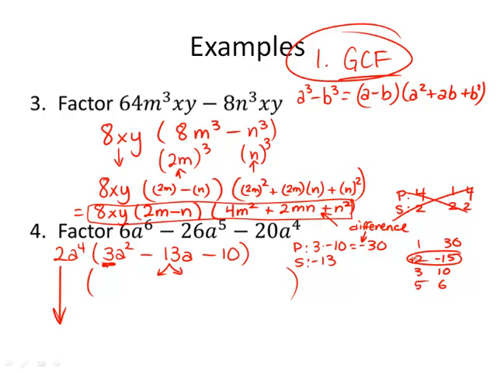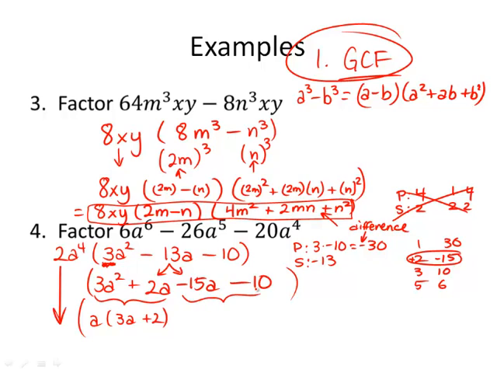So the middle term is going to split up to become a 2 and a negative 15. We get 3a squared plus 2a minus 15a minus 10. And let's apply grouping. In the first two, we've got a common factor of a, leaving us with 3a plus 2. In the second two terms, we've got a common factor of negative 5, because we want both terms to be positive, leaving us with 3a plus 2. Great. We've got the common factor of 3a plus 2, and we have a minus 5 left. And we cannot forget our greatest common factor.